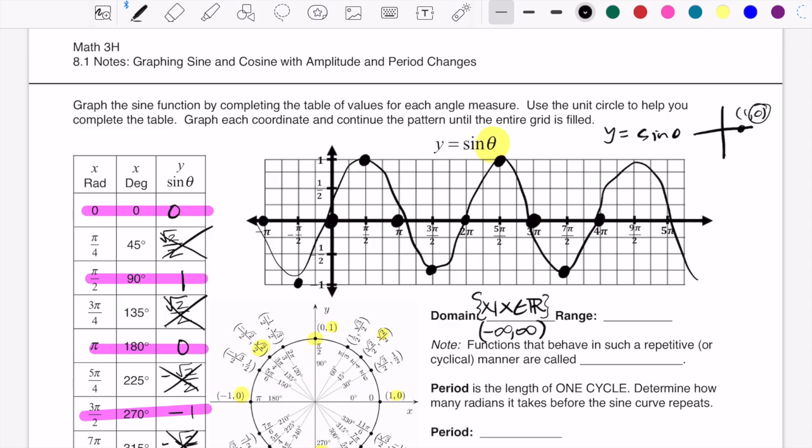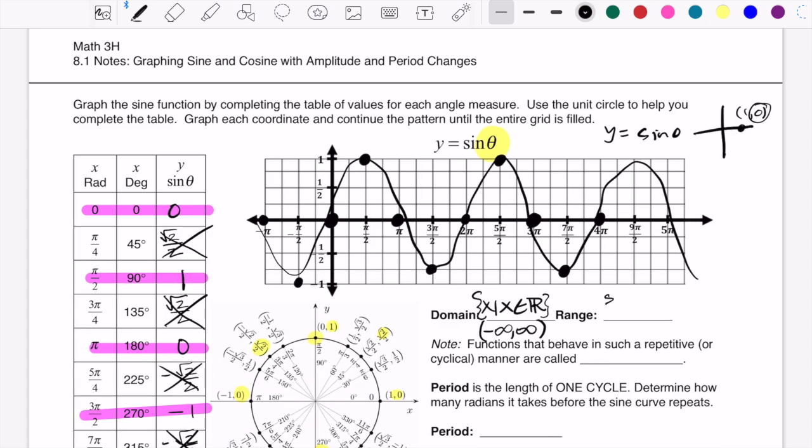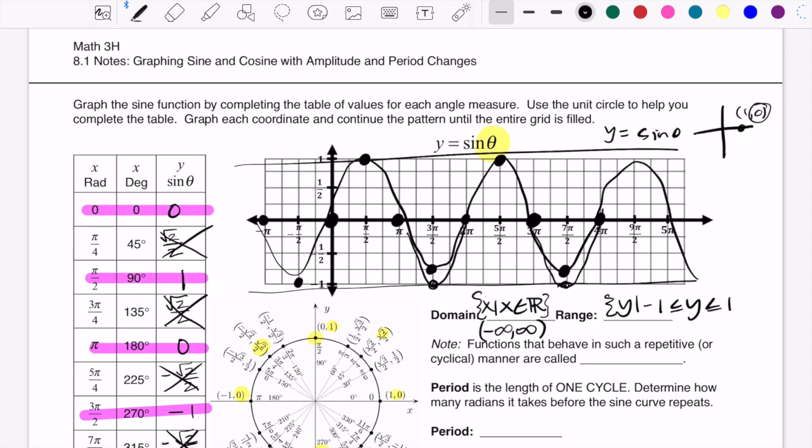And the range is going to be y such that, now notice your range, it's a little different. Did you guys notice I didn't put my points all the way down here? They should be all the way down. Sorry about that. The range should be from -1 to 1 because it's trapped in between -1 and 1. Okay?